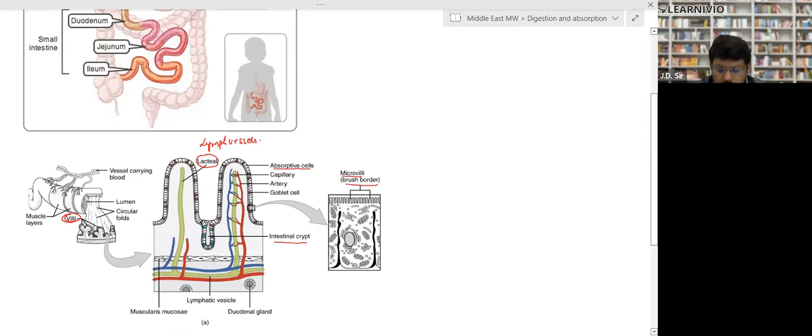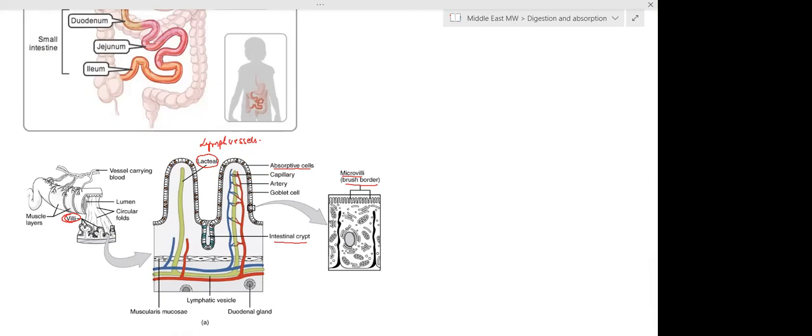So now start noting down. Please note it down. In some places, lymph node. We have noted down lymph node. Okay.